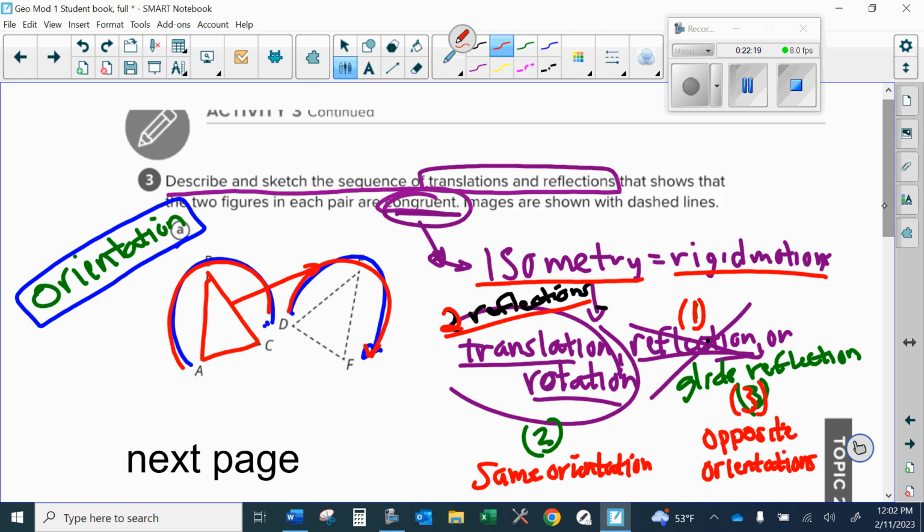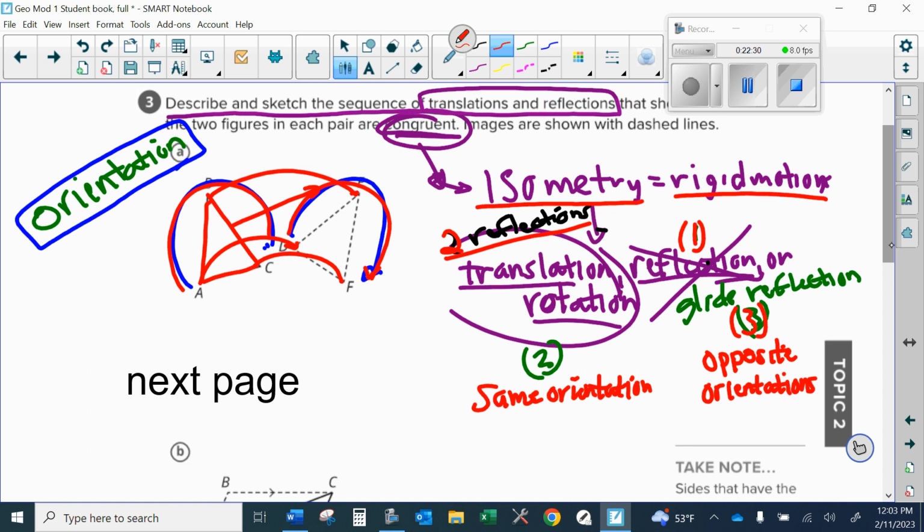Well, obviously this rotated like this. Okay, this rotated like this. This rotated like this. So that's a rotation. And just so you know, since it went clockwise, that's negative degrees. Don't forget. Remember, clockwise is negative degrees. Counterclockwise is positive degrees. All right, next page.